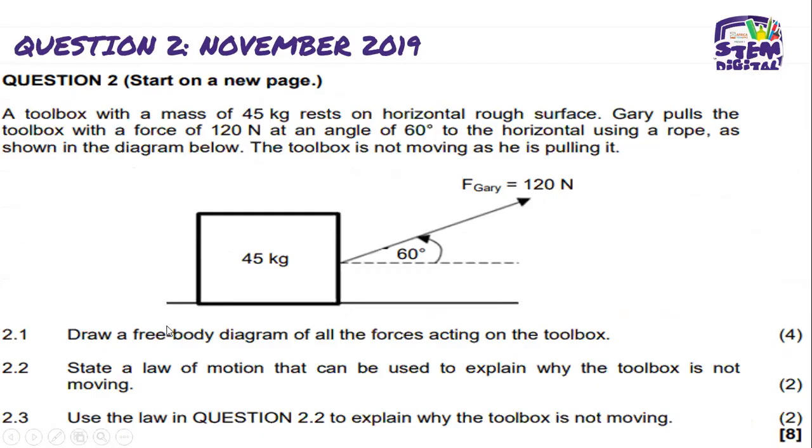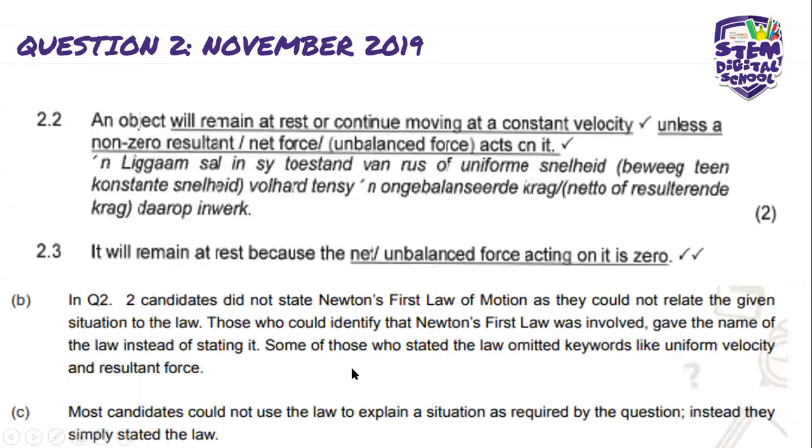So, after correctly identifying the law, then you just state the law. There were learners who actually gave the name of the law instead of stating it, and some of the learners who were able to state it omitted keywords like uniform velocity, which is constant velocity, and they also omitted resultant force, meaning the net force.